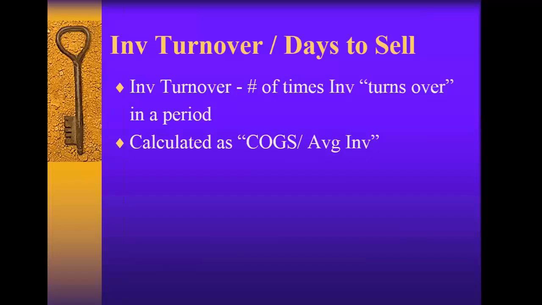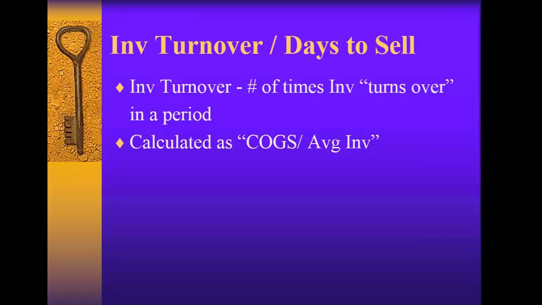Now what we mean by this is the higher the number, the better. So if we're looking at a year and the inventory turnover is 12, it basically means that inventory is staying on our shelves for 30 days before it actually turns over and turns into cost of goods sold. Okay? So with inventory turnover, the greater the number, the better.